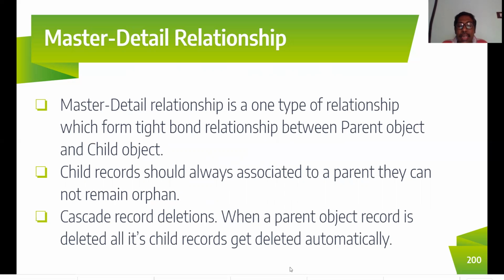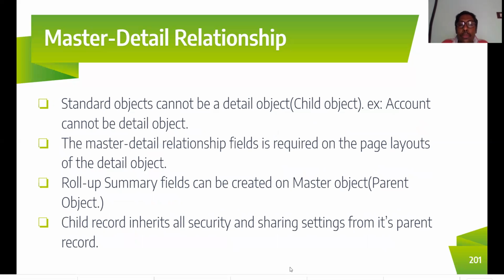The next point is cascading record deletion. When a parent object is deleted, all its corresponding child records will get deleted automatically. So it is tightly coupled. The cascading effect is available here. When I try to delete a parent record, the corresponding child record will also be deleted automatically. A standard object cannot be a detail object, that is nothing but a child object.